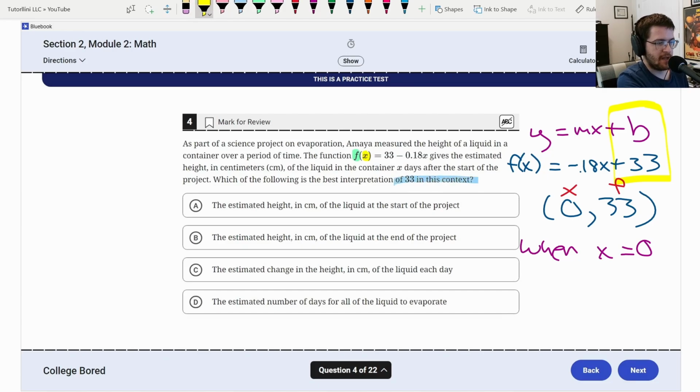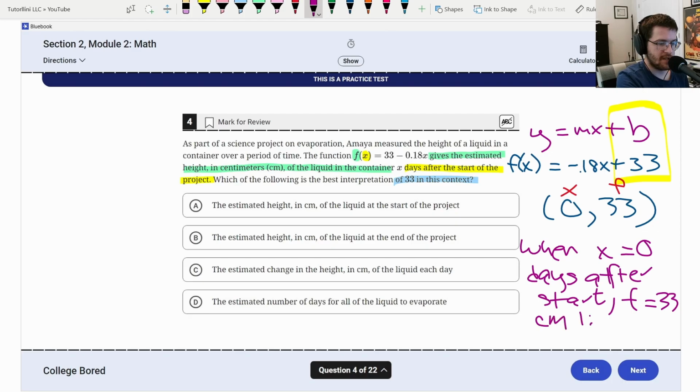It says when x days after the start of the project, okay, 0 days after the start, so in other words, at the start of the project, we have, what does it say? F gives the estimated height in centimeters of the liquid in the container. So we have F equals 33 centimeters liquid in container.